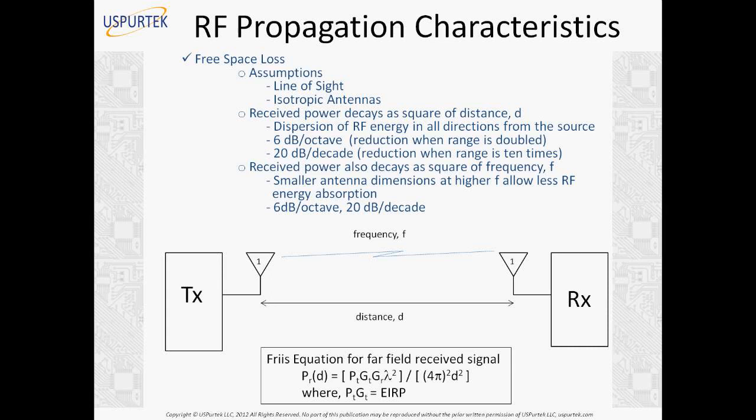Received power also decays as the square of frequency. That is why higher frequencies will have more decay, 6 dB per octave or 20 dB per decade again. There's also another factor: at higher frequencies the antenna dimensions are smaller because the wavelength is very small. That also allows less RF energy absorption. You could deploy other means to increase the RF absorption, but this is a fact. The antenna is smaller, so it can receive less energy too.